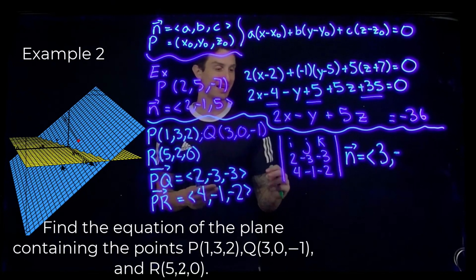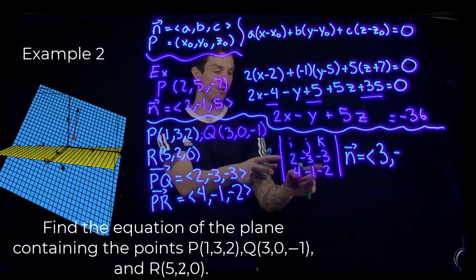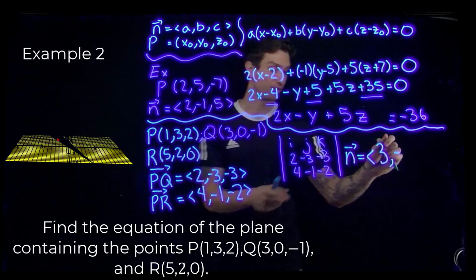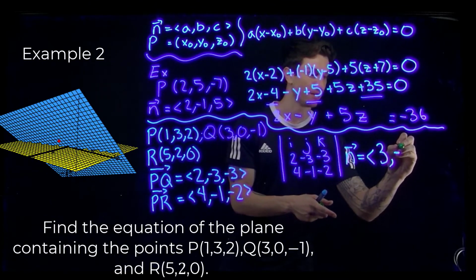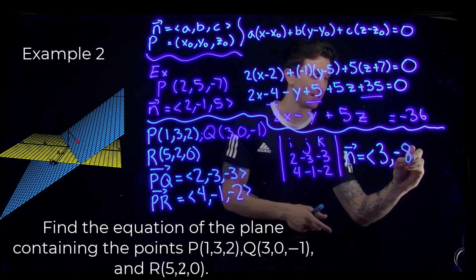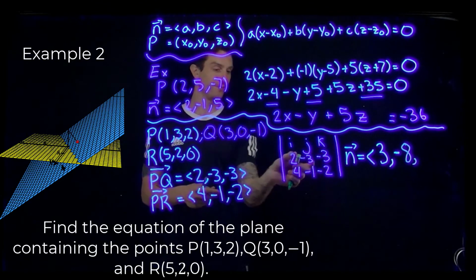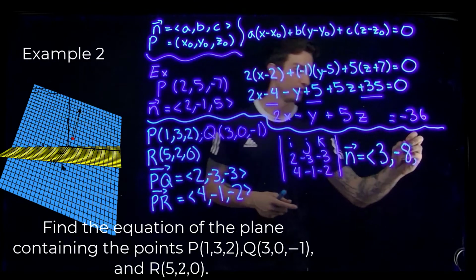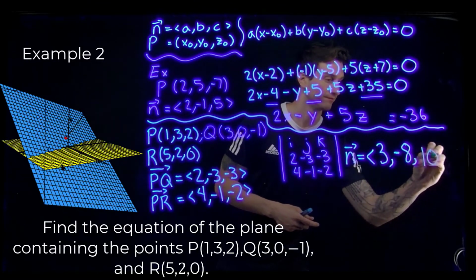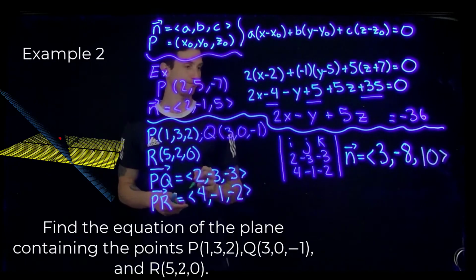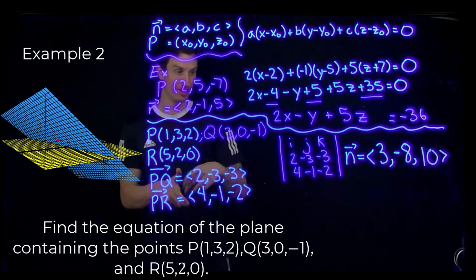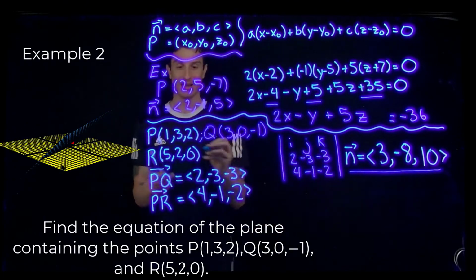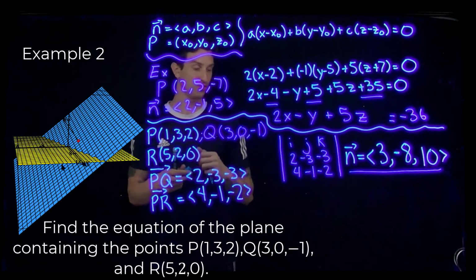Now we're blocking out our second column. We have negative 4 minus a negative 12, so negative 4 plus 12, positive 8, but we already have our negative sign, so negative 8. And last, block out our third column, negative 2 minus a negative 12, so negative 2 plus 12, positive 10. Awesome. So now what do we have? Well, we have our normal vector, and we have 3 points. You choose whichever one you want.